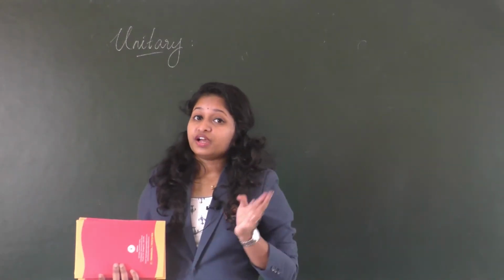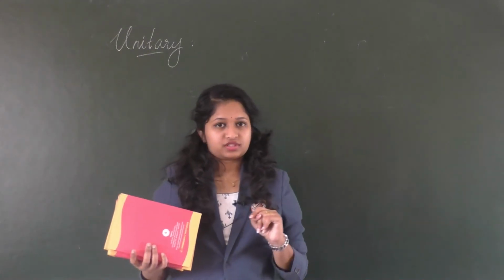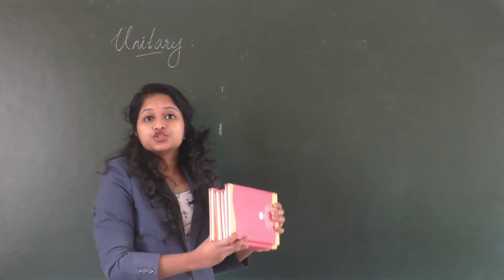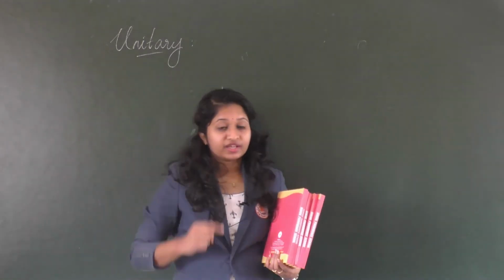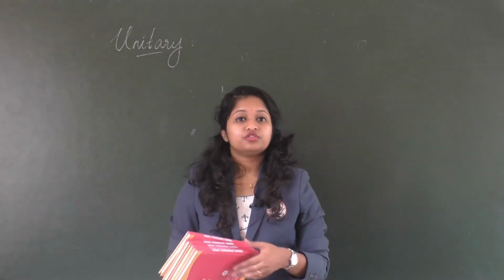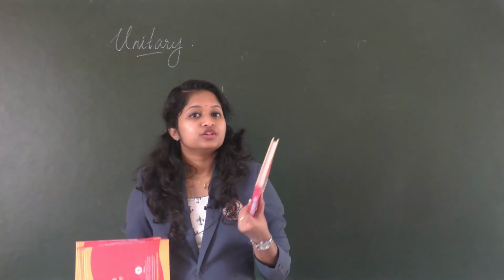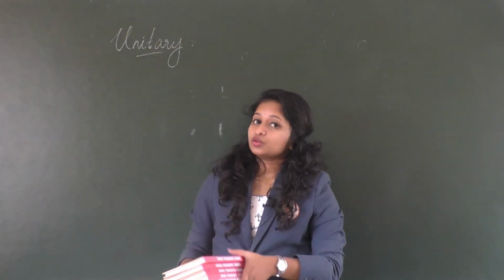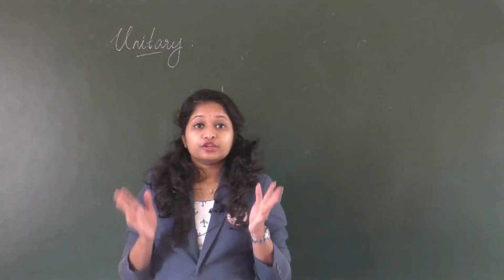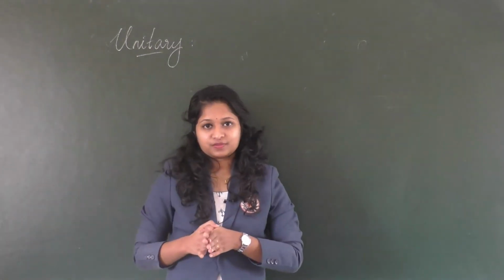For that, find the cost of one diary first. So for 5 diaries it is 250. So what is the cost of one diary? It is 250 by 5, 250 divided by 5. So you get 50 rupees. So the cost of one diary is 50 rupees. So what will be the cost of 6 diaries? It is 50 into 6.